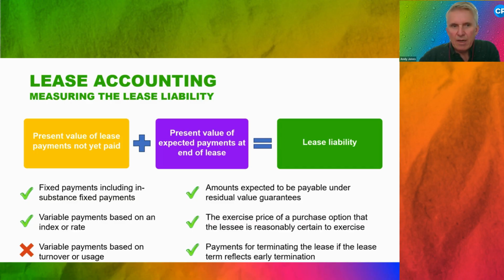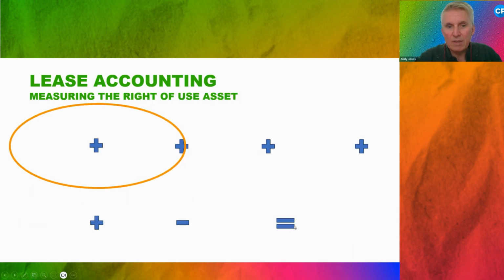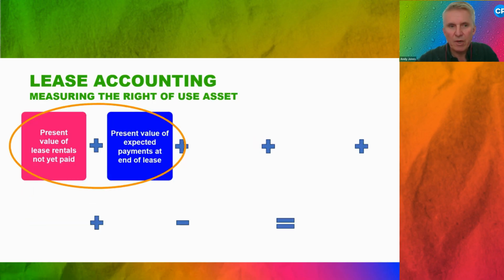So that's calculating the lease liability. The next thing you need to do is measure the right of use asset. The first thing is you start off with the lease liability that you've already calculated, so the present value of the payments that you're expected to make over the lease. Then there's a series of other elements that you've got to factor into the calculation.